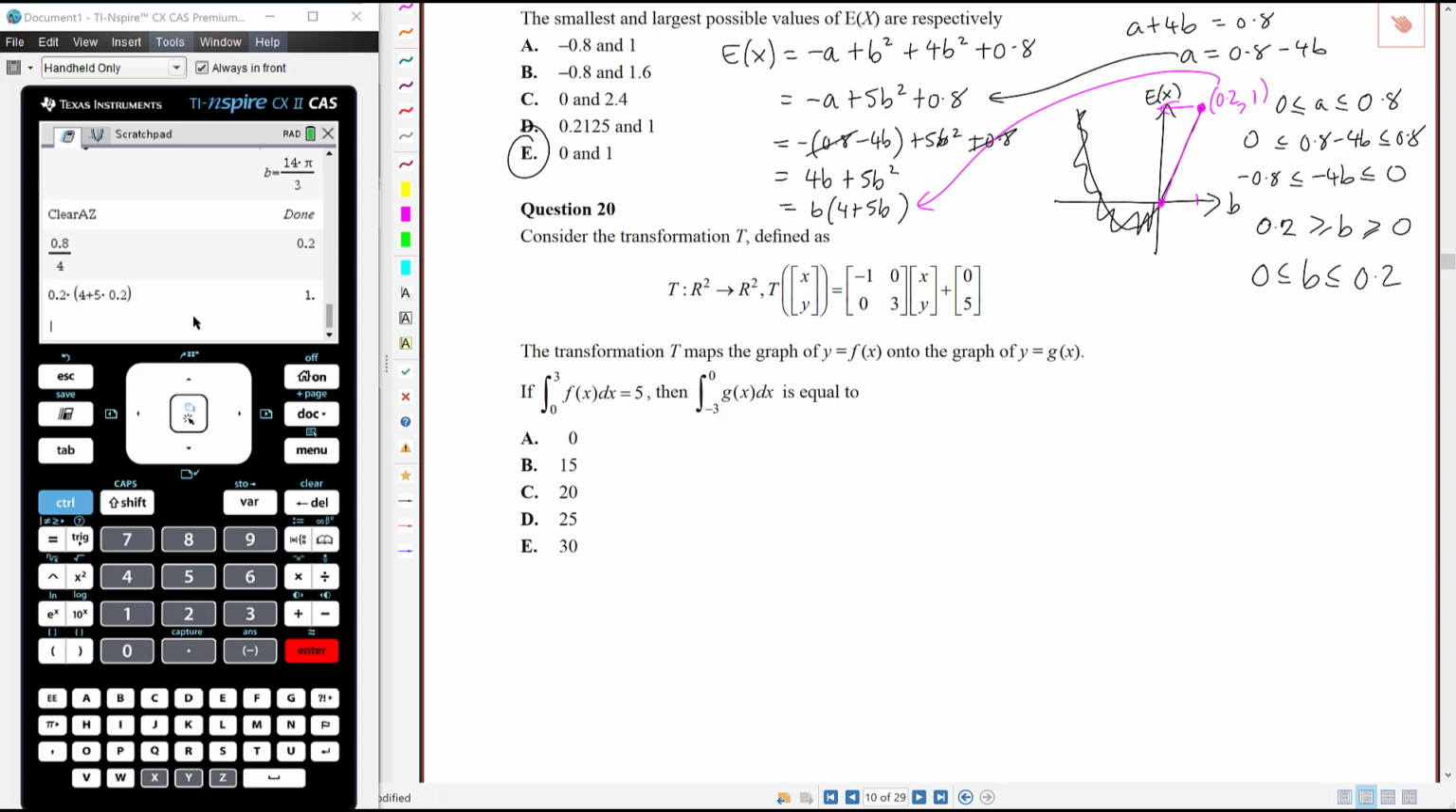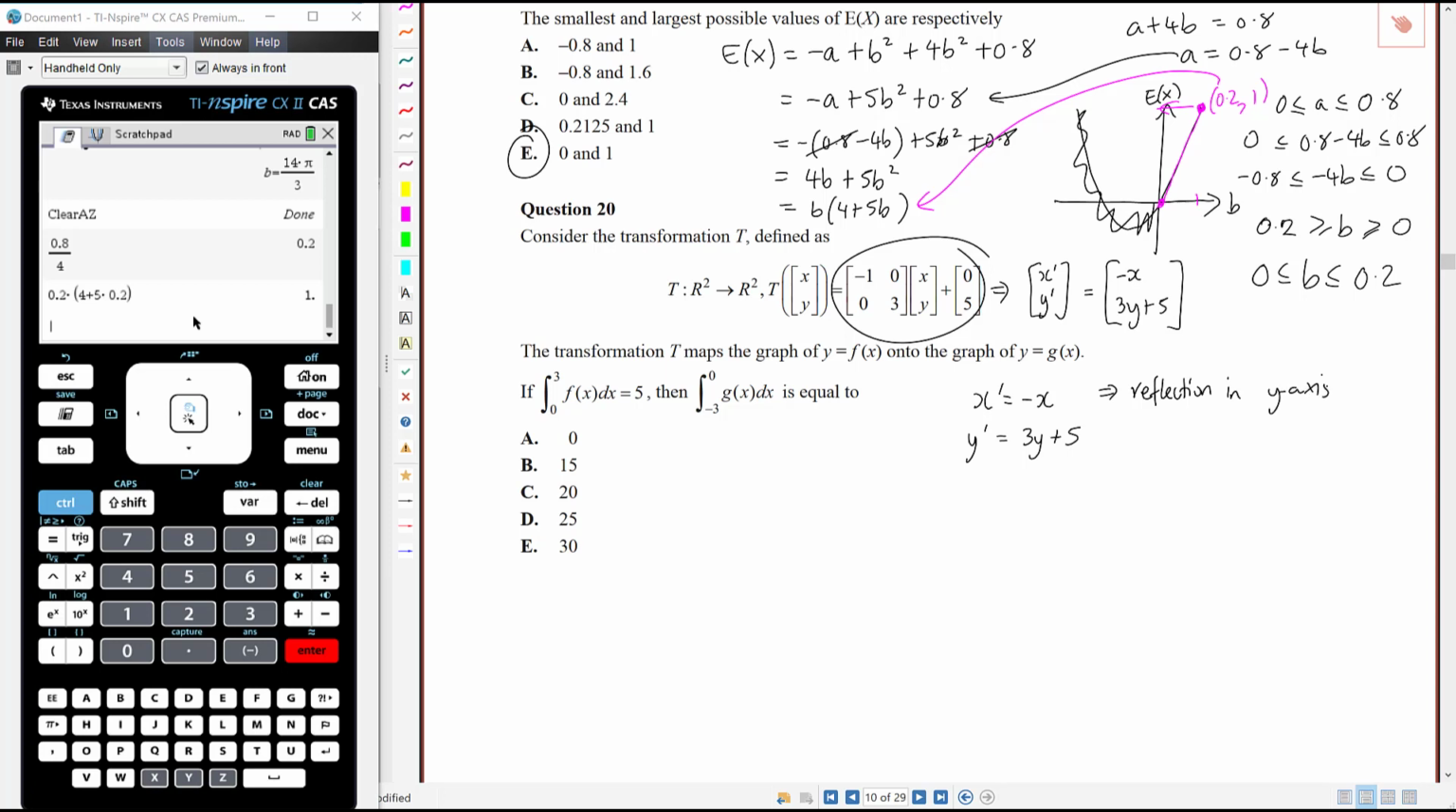Okay, so what we want to think about here is you need to be able to interpret what this is telling you. T of x, y, that's just the transformed version of x and y, so I call that x dash and y dash, the image of x and the image of y. And if we expand all this out, we're going to get negative x plus 0, and we're going to get 3y plus 5. So we know that x dash is equal to negative x and y dash is equal to 3y plus 5.